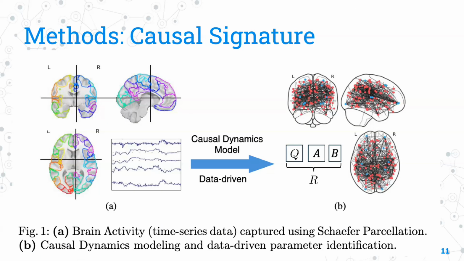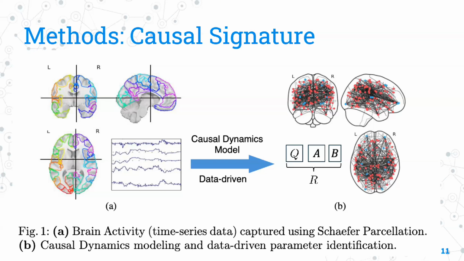Next, I will walk you through the workflow of the causal dynamics model. We start by collecting time series data, capturing brain activity using Schaefer parcellation, as shown in Figure A. Once we have this time series data, we apply our causal dynamics model in a data-driven manner to uncover how different brain regions interact over time.